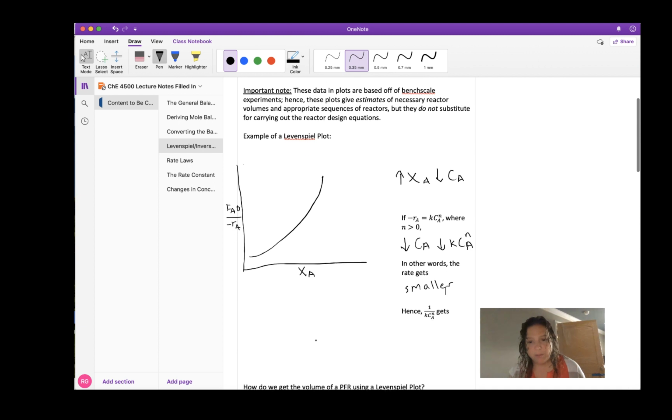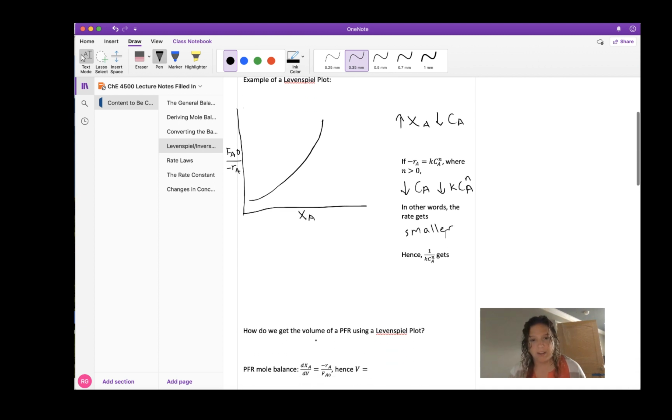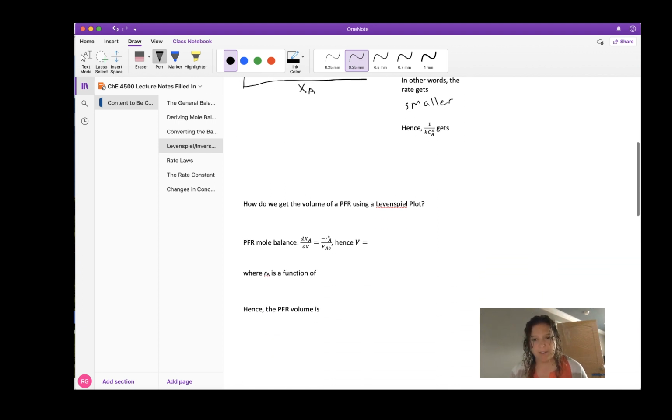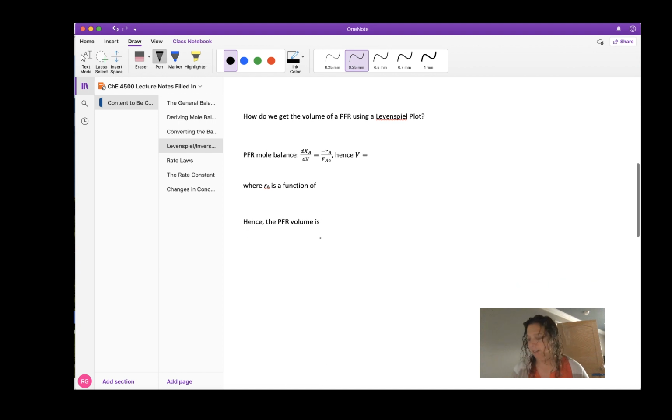So how do we use these to size reactors? We're going to show how to size both a PFR and a CSTR using a plot like this. Let's think first about the PFR. It's actually a little conceptually easier than the CSTR. Thinking about the PFR mole balance that we just derived, dXA/dV is equal to minus rA, the rate of consumption of A, divided by FA0.